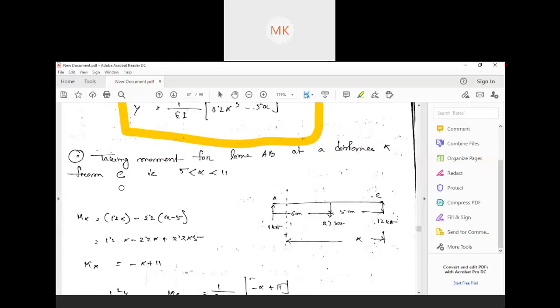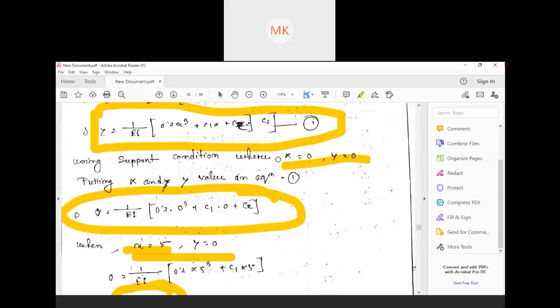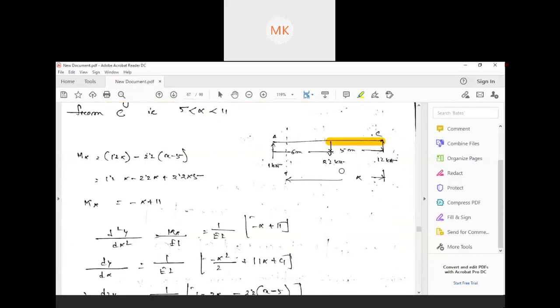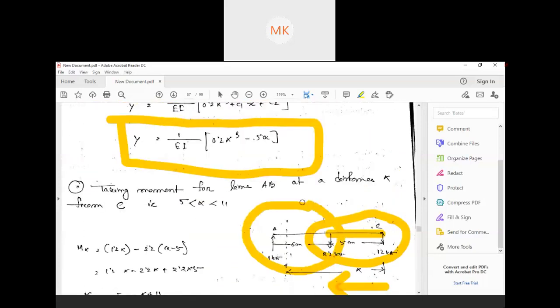Next point, what we need to do: taking moment for the line AB at a distance x from C. First, we did this for the line BC. That's why here you see we are considering x from 0 to 5, so we are considering this line in the first case. That's why from 0 to 5 we are going from this side to this. Now we are considering this line AB.